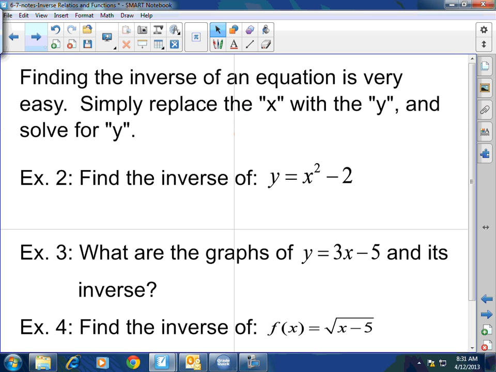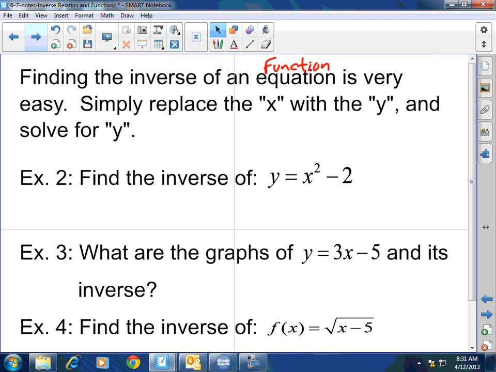Functions are almost just as easy. Finding the inverse of an equation or function, remember an equation or function, kind of the same thing, okay? When finding the inverse of an equation or a function, it's very easy. Simply replace the x with the y and then solve for y.